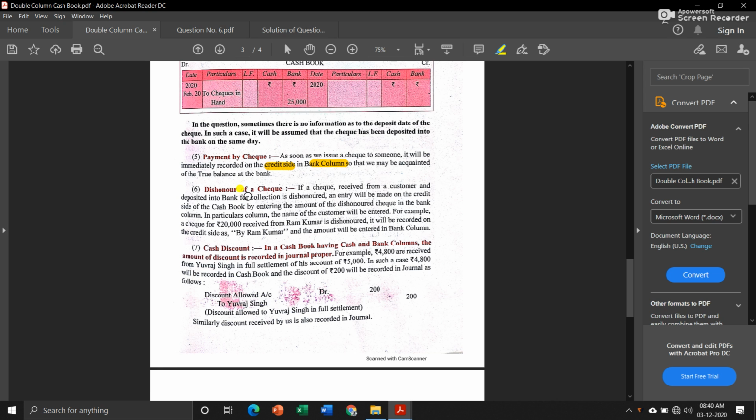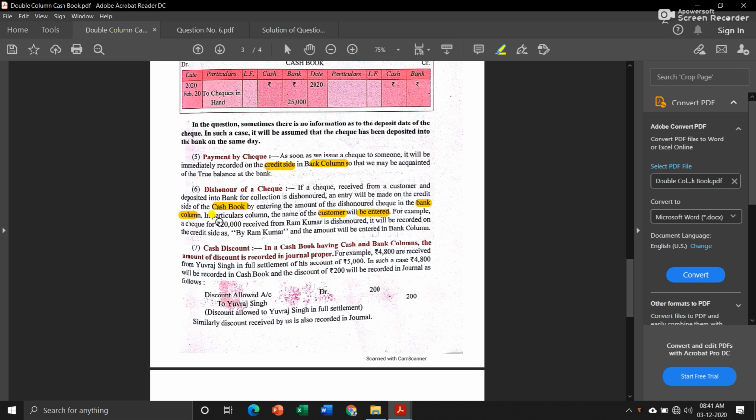Then when the check gets dishonored, suppose you received a check from a customer and deposited it into the bank for collection and it is dishonored, then an entry will be made on the credit side of the cash book by entering the amount of the dishonored check in the bank column. In the particulars column, the name of the customer will be entered. So we will record it on the credit side of the cash book, we will record the amount in the bank column, and we will write the customer's name in the particulars column.